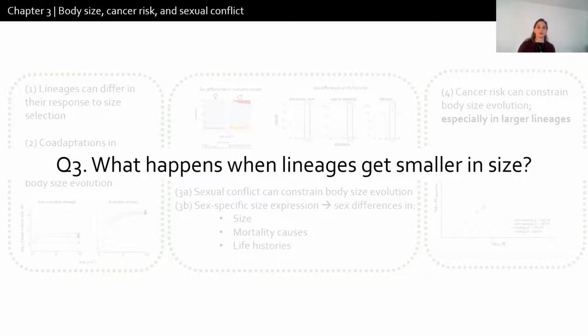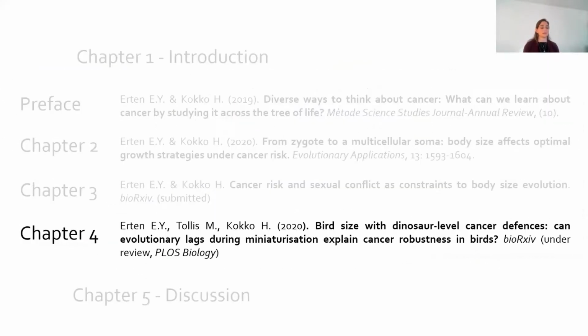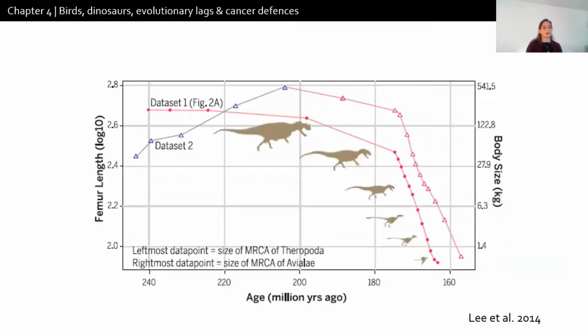So far, I talked about the difficulties of becoming larger in size, but there is also a possibility of lineages getting smaller in size over macroevolutionary time. And this is what we're interested in the next chapter. One famous lineage that got smaller in size over macroevolutionary time is the theropod dinosaur lineage that led to birds. So birds have evolved from relatively large dinosaurian ancestors over millions of years.